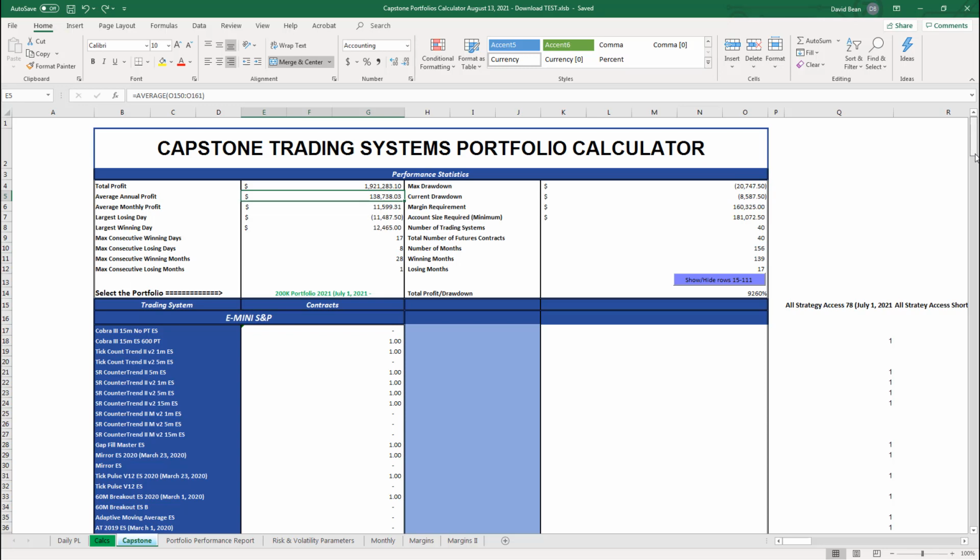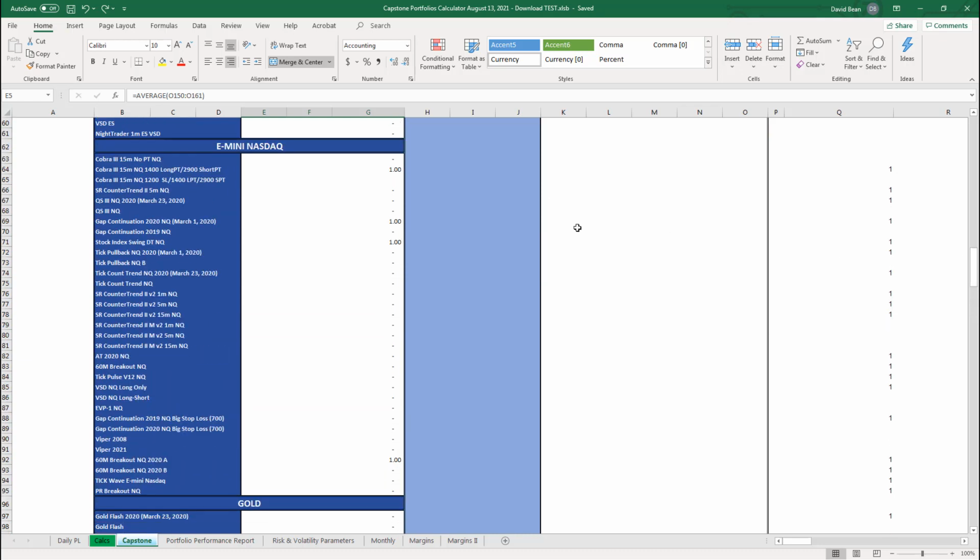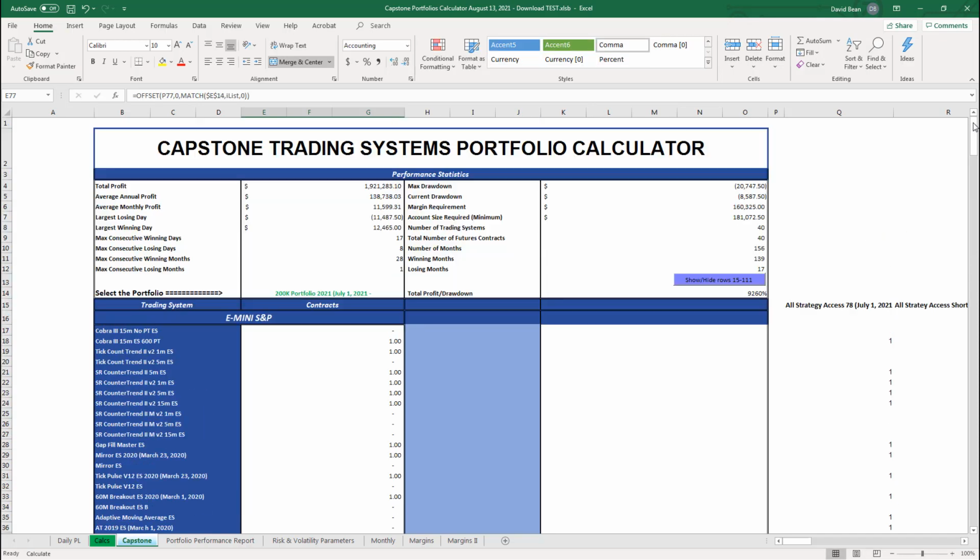So we still have our trend strategies in the Nasdaq. If you understand the 50K portfolio, you'll know that in the 50K portfolio we have trend strategies in the Nasdaq, and we have counter-trend strategies in the E-mini S&P. And so our E-mini S&P strategies are doing well. These Nasdaq strategies are struggling. So we're going to remove these two strategies, and we're going to add SR counter-trend V2 1M NQ. So we're going to add this strategy right here. We'll have 39 strategies total instead of 40.